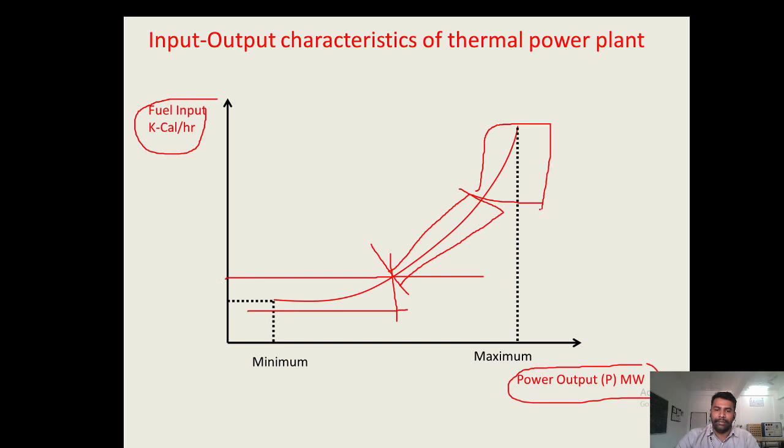That means, though the power output is not increased by much amount, the fuel requirement increases by a very large amount. So, by this fuel cost characteristics or input output characteristics, we can say that for a certain period of time the generator operates efficiently. That means, it takes less amount of fuel and produces large amount of power, but for some period of time it produces the same amount of power, but it takes a large amount of fuel.